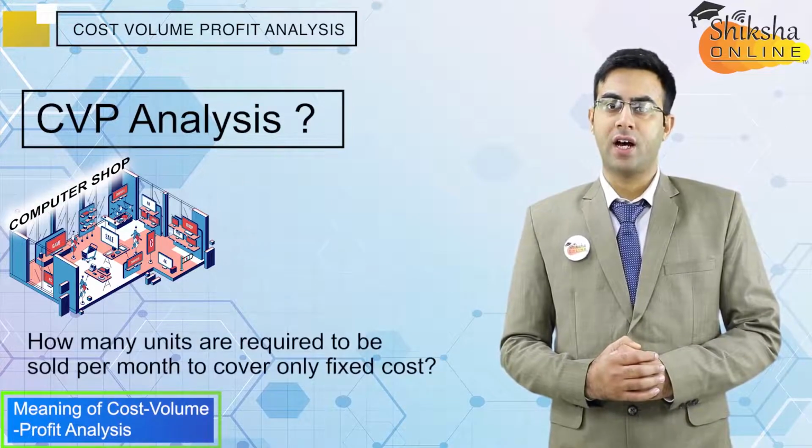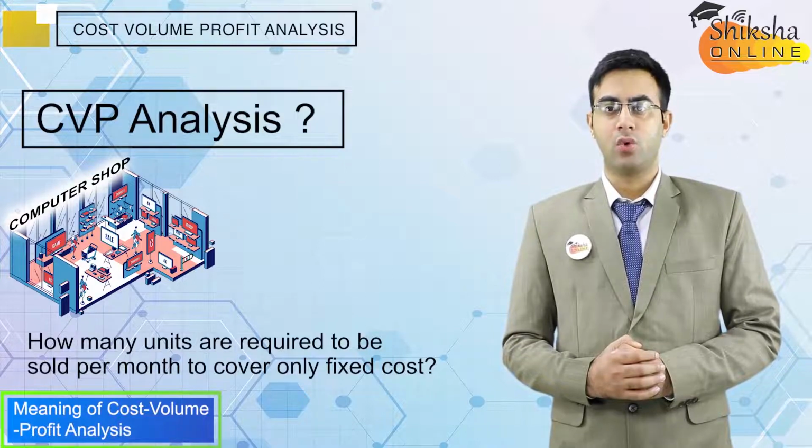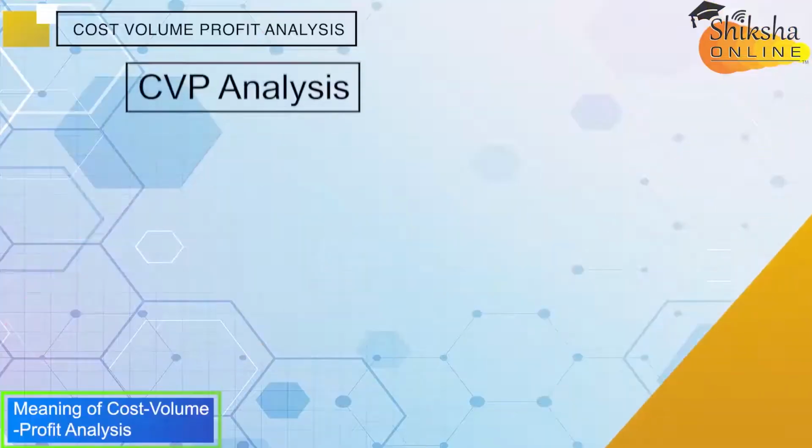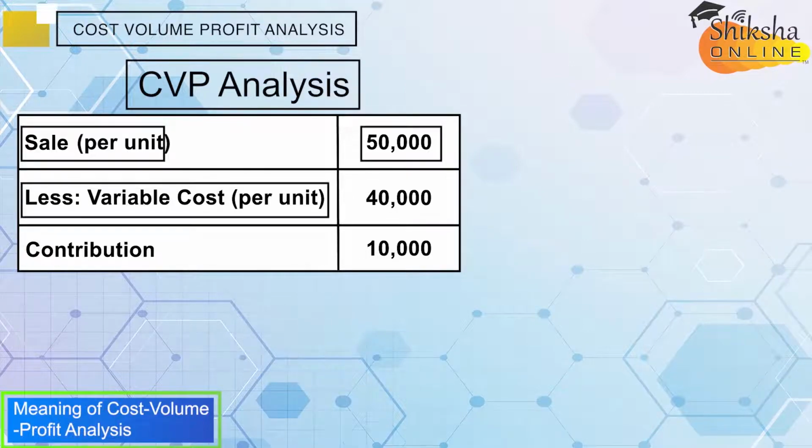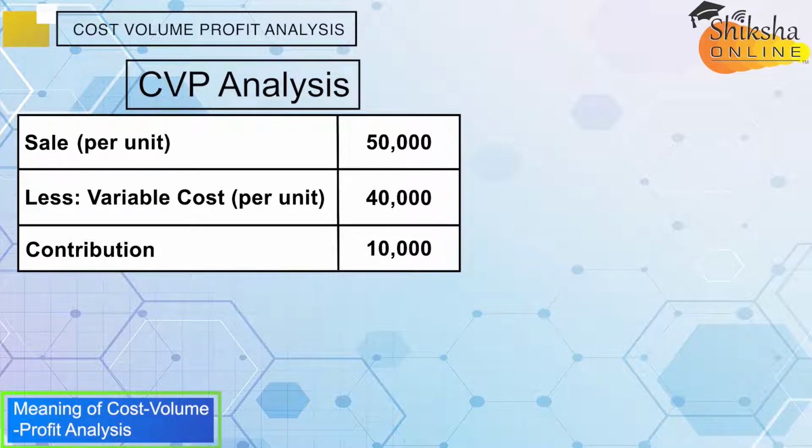Then how many units are required to be sold per month to cover only fixed cost? This we can calculate only with the help of CVP analysis. Now you can see the table on the screen where sale per unit of one laptop is 50,000 and variable cost per unit is 40,000 and contribution we get after deducting variable cost from sales is rupees 10,000. You can see this on screen.